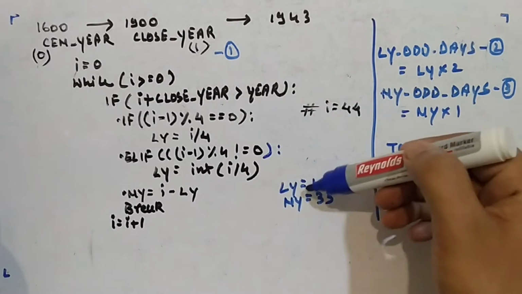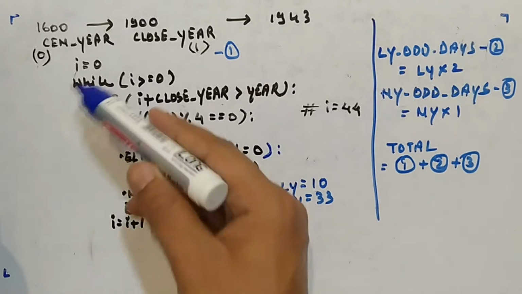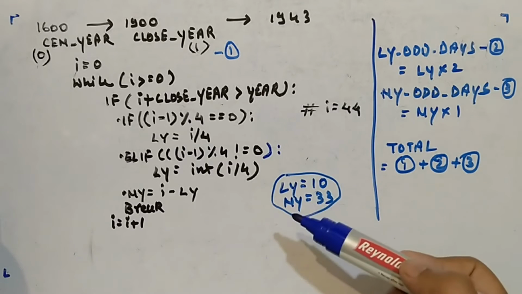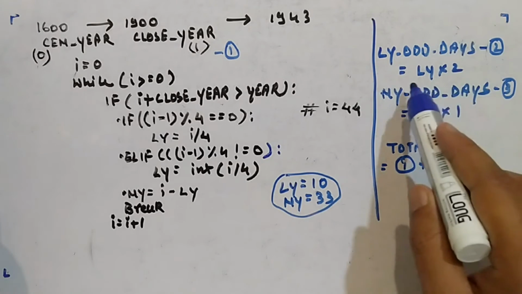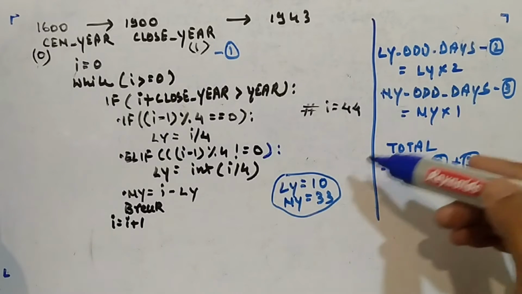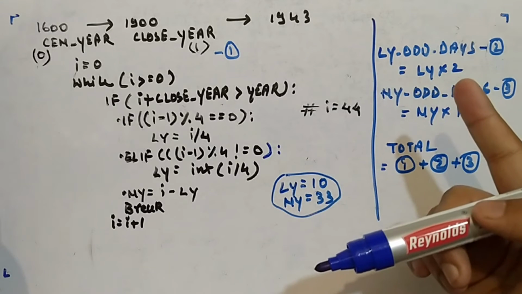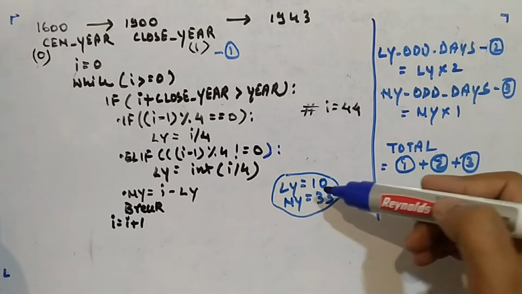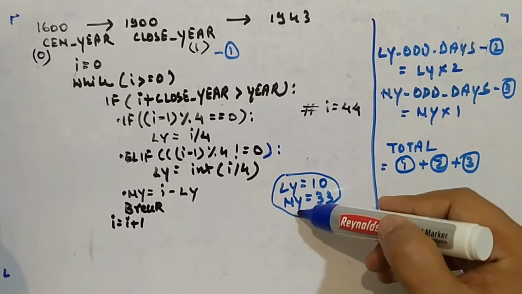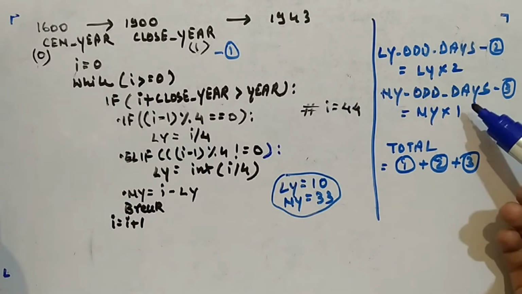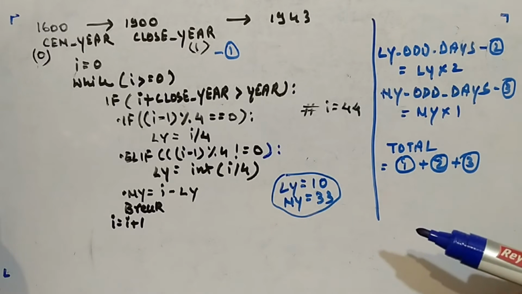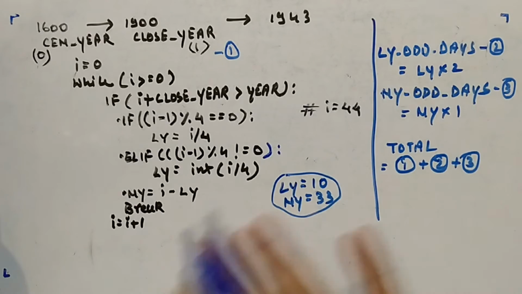Once I get these, my job is done, and I'll break this while loop and come out of it. Once I have these, I can calculate the odd days. Leap year odd days will be equal to leap year into 2. You know that each leap year provides 2 odd days. So for 10 years you will have 10 into 2, so 20 odd days. Similarly for normal years, each year provides 1 odd day, so 33 years will provide 33 odd days. So our job is done.